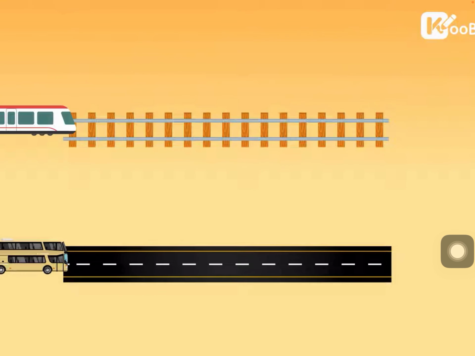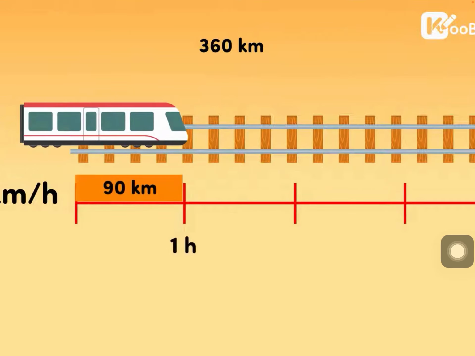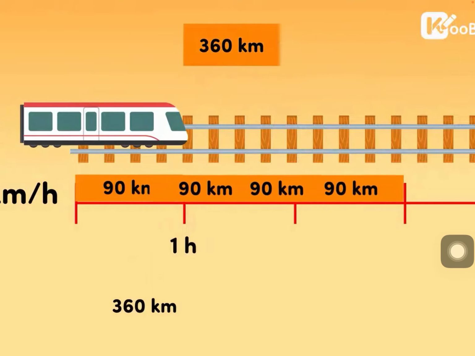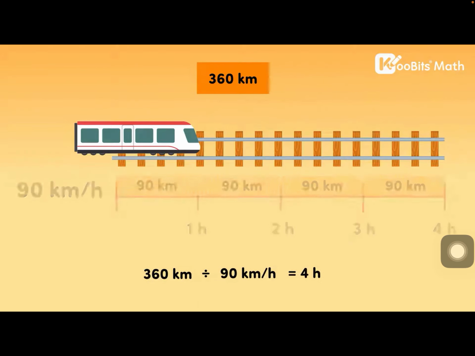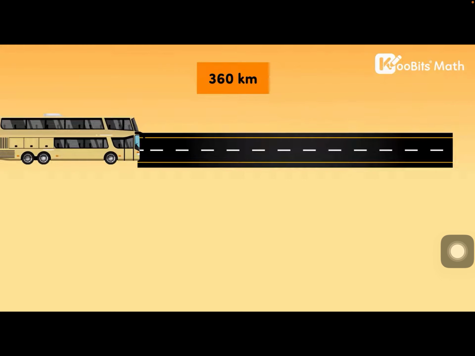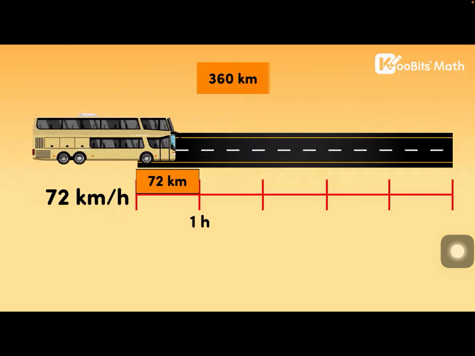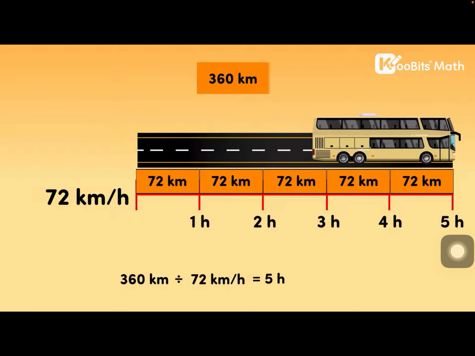Let's say we're planning a trip which is about 360 kilometers by both bus and train. If the train travels at a constant speed of 90 kilometers an hour, it would travel 90 kilometers in 1 hour. So to cover 360 kilometers, it would take 4 hours. Now let's find out how long we would take to travel the same distance by bus so we can decide which mode of transportation to take. If the bus travels at a constant speed of 72 kilometers per hour, it would travel 72 kilometers in 1 hour. To travel 360 kilometers, it would take 5 hours.